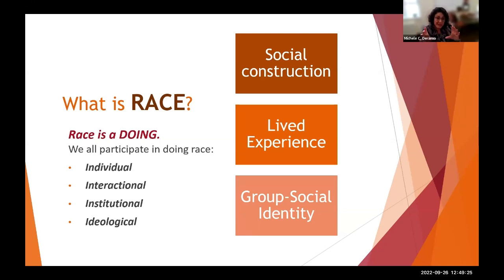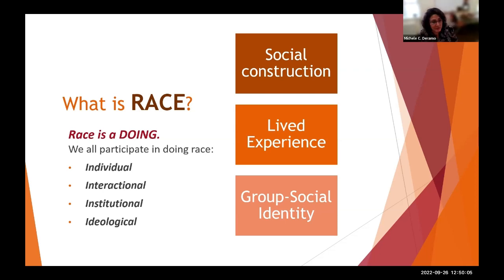So we do race through our everyday actions and activities, but this doing is motivated by unspoken and often deeply felt assumptions about who counts, who we trust, who we care about, who we should include, and why. And this is how race is socially constructed. It's not just about skin color, hair texture, body shape, what you look like, or things like that. So we all participate in doing race. Now let's break this down.